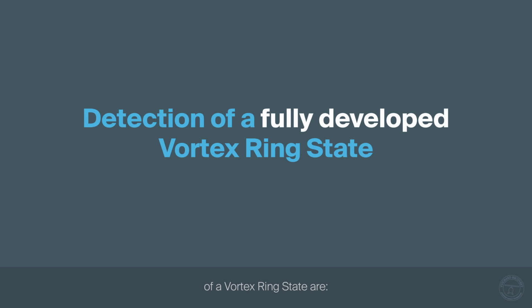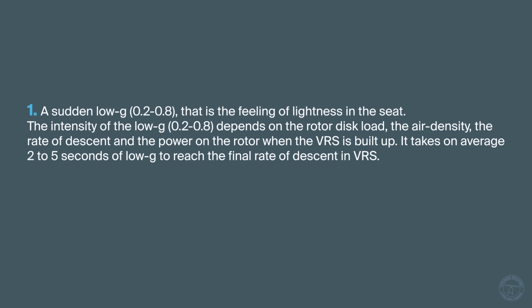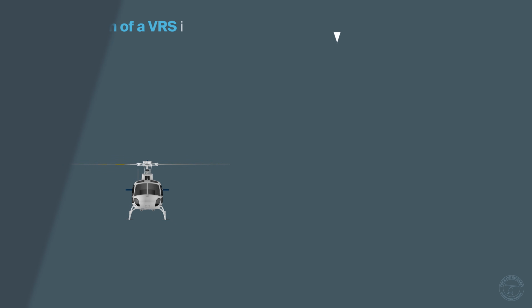The 4 signs of a vortex ring state are: Number 1. A sudden low G, 0.2 to 0.8. That is the feeling of lightness in the seat. The intensity of the low G, 0.2 to 0.8, depends on the rotor disk load, the air density, the rate of descent, and the power on the rotor when the VRS is built up. It takes on average 2 to 5 seconds of low G to reach the final rate of descent in VRS.